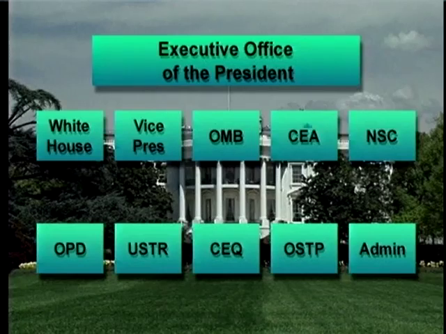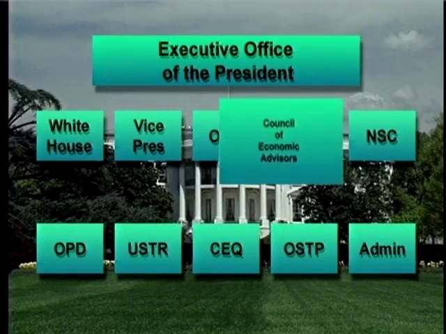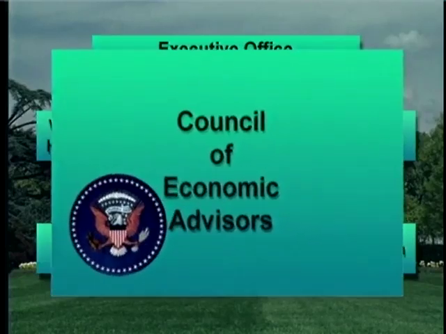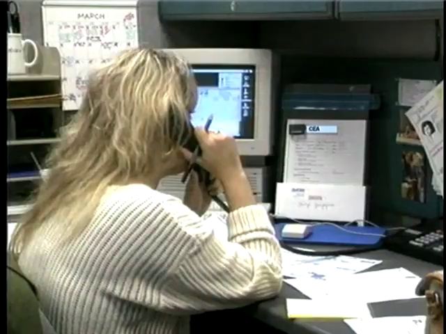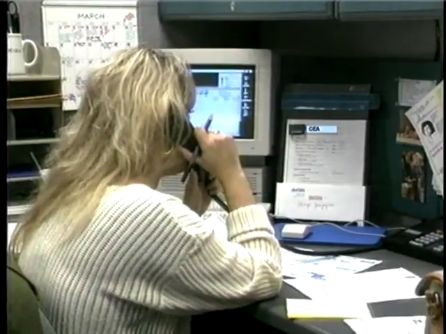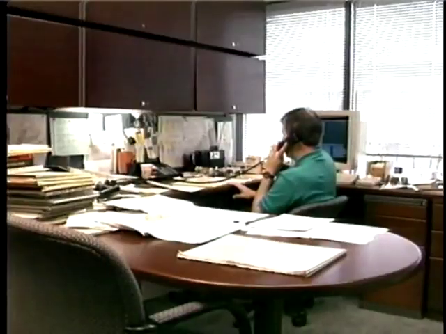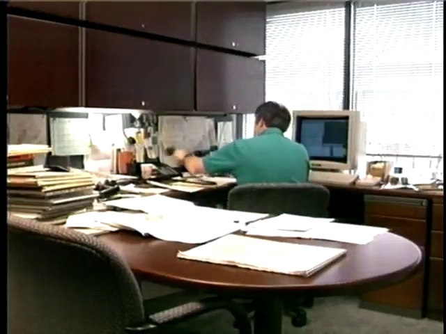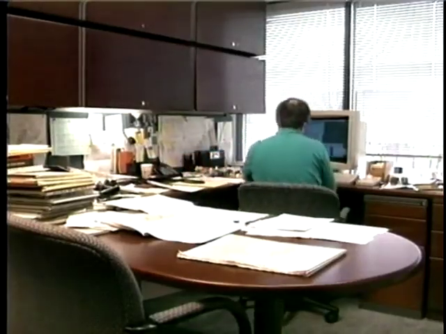The Council of Economic Advisers keeps the president informed about the state of the nation's economy and helps prepare his annual economic report to Congress. The council, composed of 3 presidentially appointed economists and a small staff, recommends policies to aid national economic growth and stability.